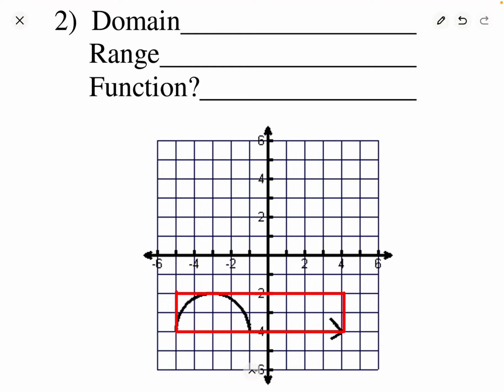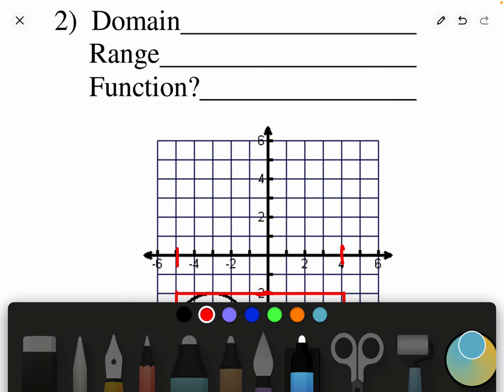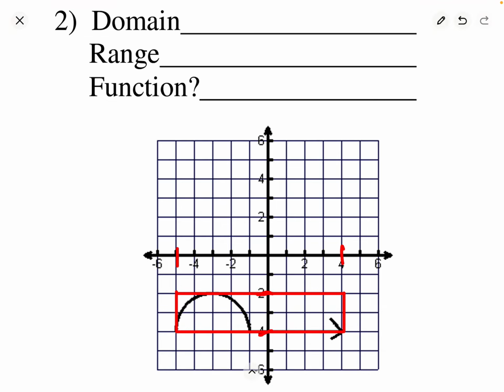Now, if we didn't have this arrow here, we could go ahead and just read off the x-axis to get the domain and off the y-axis to get the range. But because we have the arrow, we're going to have to make a slight change. Now for the range, it's still going to be the same. So all we would do is go from a -4 to a -2.